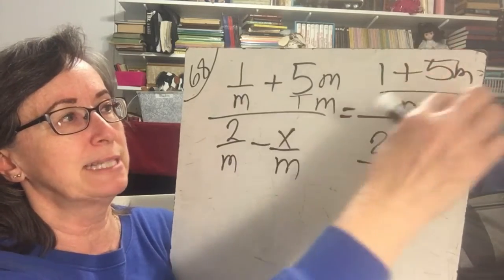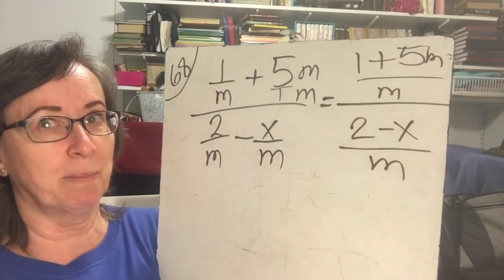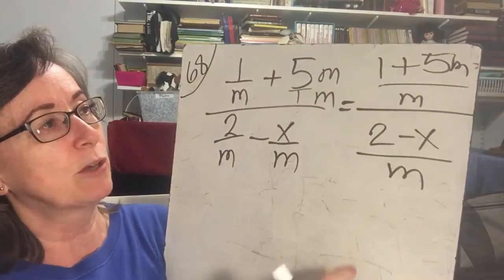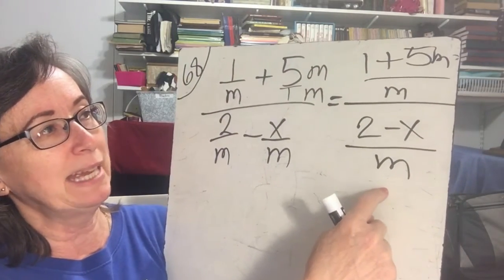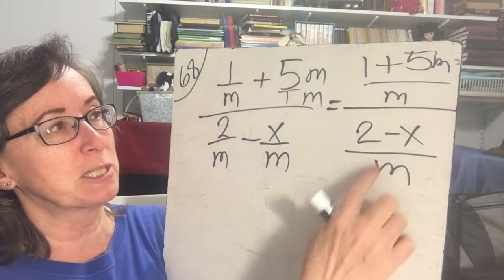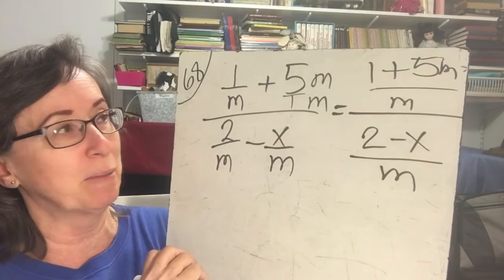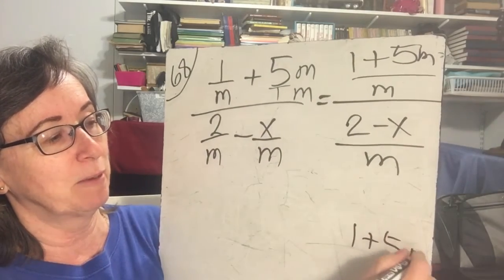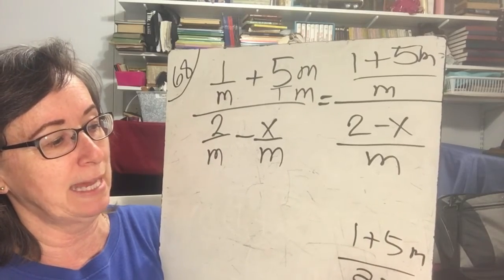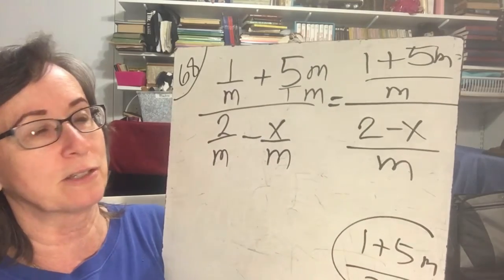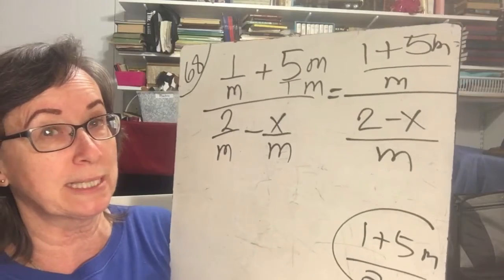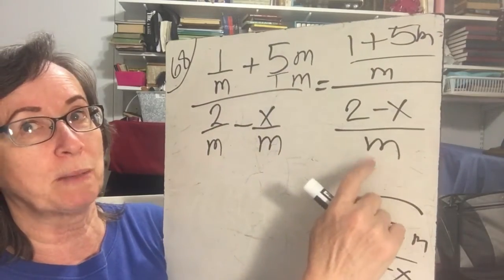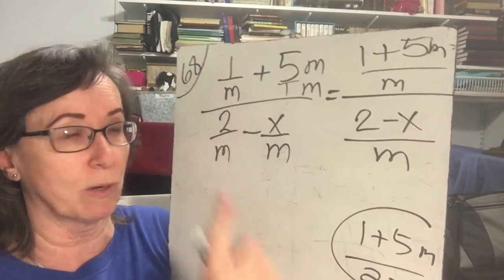So now I have a single term. This is a complex fraction now, right? So now, can you see, one way to do it would be to just multiply the top and the bottom by M, and I would have 1 plus 5M over 2 minus x, which is the answer. But I'm going to do it the way the book says. I'm going to multiply by the reciprocal in the form of 1.